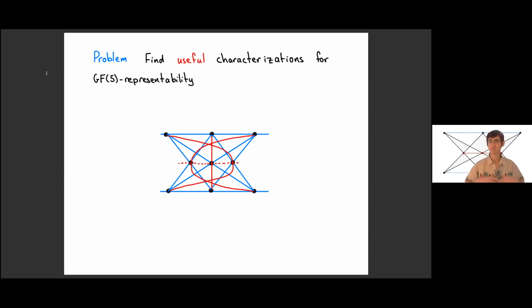So maybe by going back and searching through the excluded minors and comparing excluded minors with other excluded minors, we might be able to get a more coherent explanation for why matroids aren't representable over GF5. And I imagine computers being used in that part of the problem as well. And there are other things you might try.